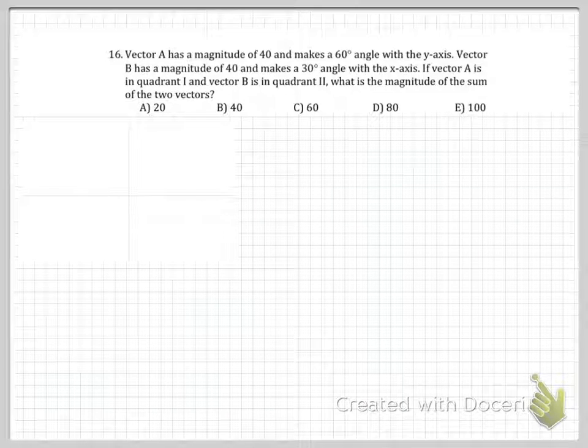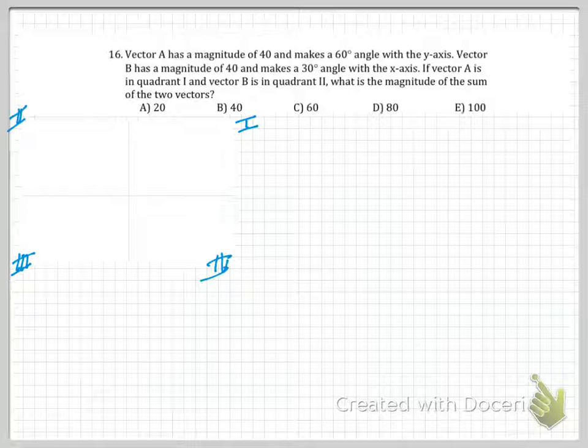Vector A is in quadrant 1, all right, so this is quadrant 1. This is quadrant 2, quadrant 3, quadrant 4. So A is in quadrant 1, and it makes a 60-degree angle with the y-axis. And this A equals 40. So if it's making a 60 degrees with the y, it's making a 30 degrees with the x.